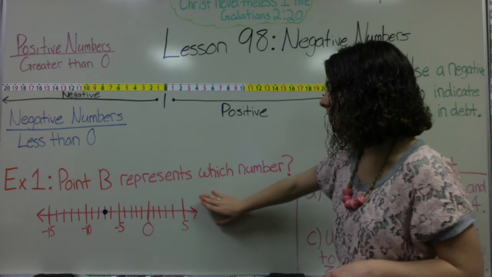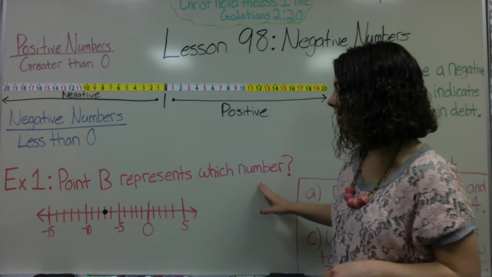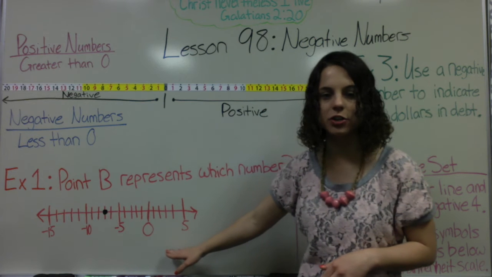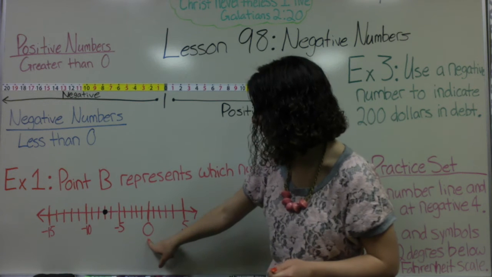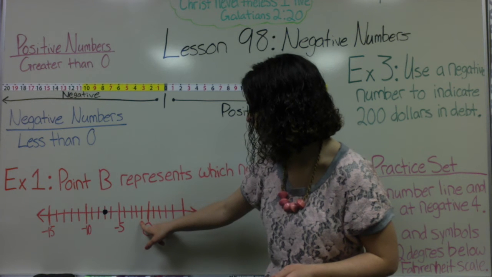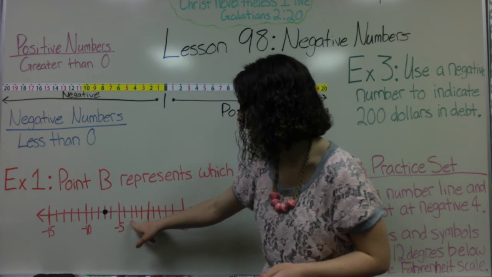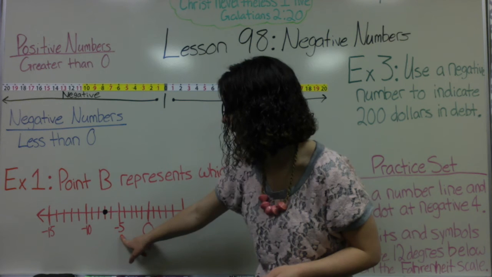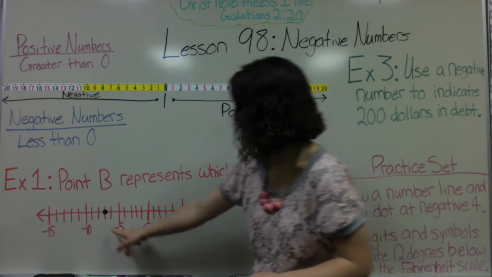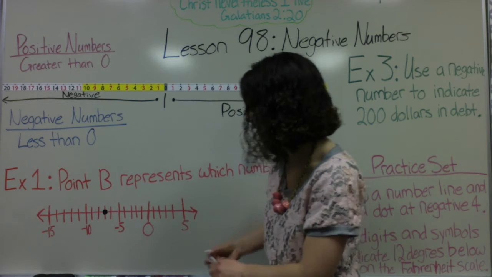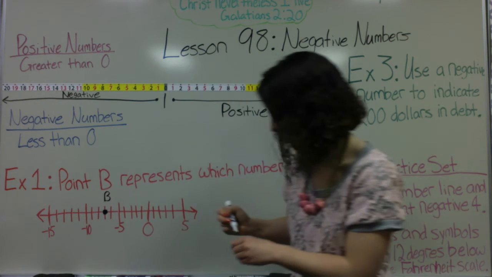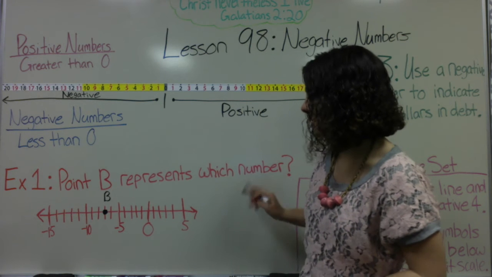Example 1 says point B represents which number? So when we have this number line, and I hope it's easy enough for you all to see, we have 0 right here. So realize after 0, our first number is going to be -1, -2, -3, -4, -5 is right here. So I want you to go ahead and put down where point B is. And that is, of course, point B. I will label that.